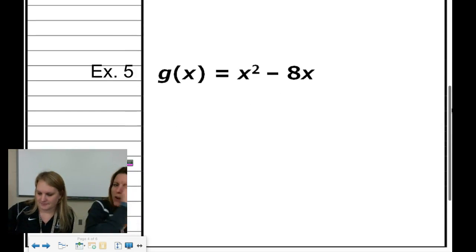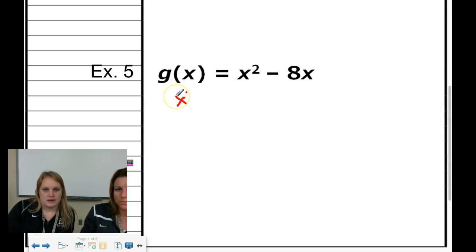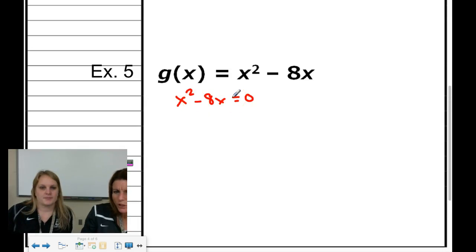Okay, so we're gonna go through the steps. Step 1, set the function equal to 0. X squared minus 8x equals 0. So really, we're changing g of x to 0. That's what we're doing.